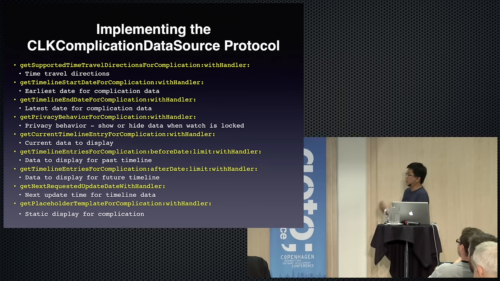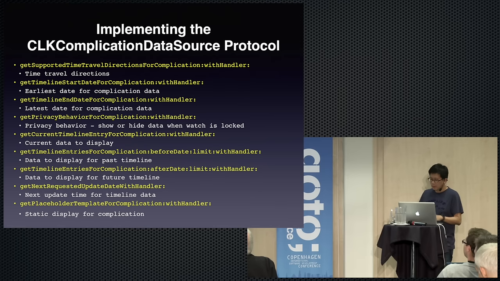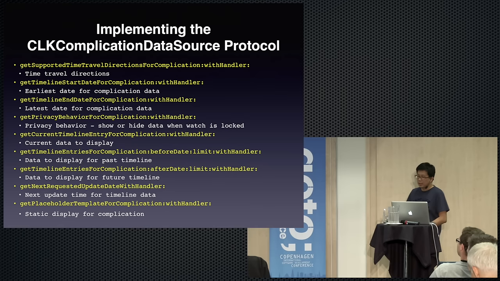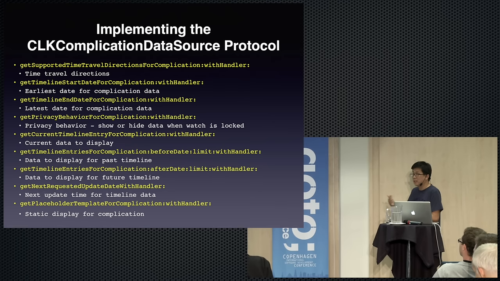And you also want to specify what data you want to display for rewinding. So when you rewind to the previous time, what entries do you want to display? What data do you display for future events? And how often do you update the data? And what do you actually display when the user selects your complication? So I'm going to show you a quick demo after this.